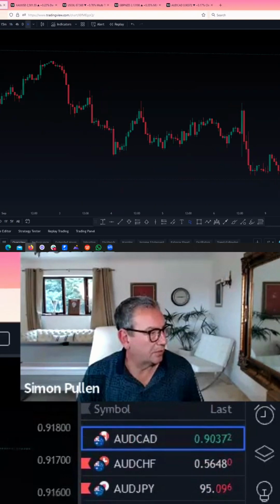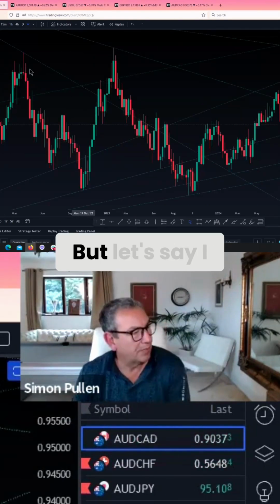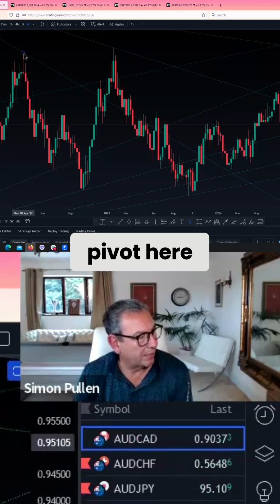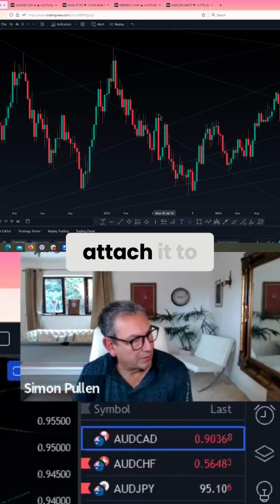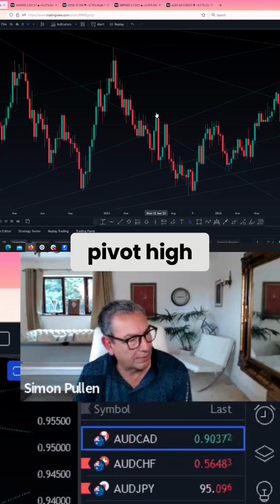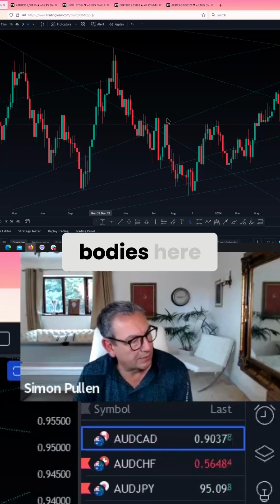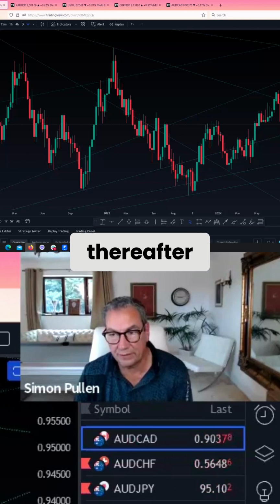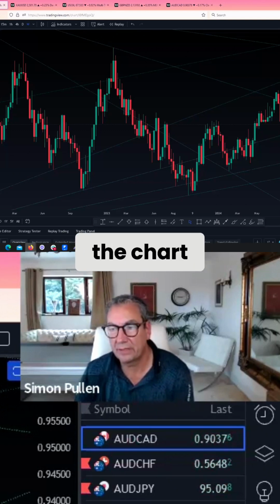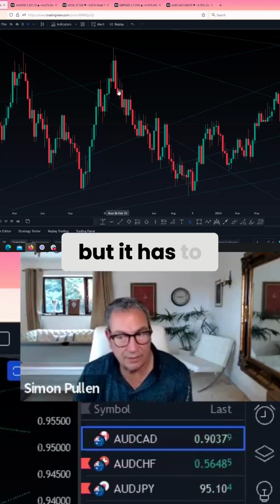Let's have a look. I rarely do go through bodies of candles. But let's say I was coming off this pivot here, and I was trying to attach it to that pivot high there, or well, this one's a better example. I'd have to pass through a lot of bodies here. But if this proved to be really respected thereafter, then yeah, I'd keep it in the chart. So yes, the answer is you can do that, but it has to prove itself.